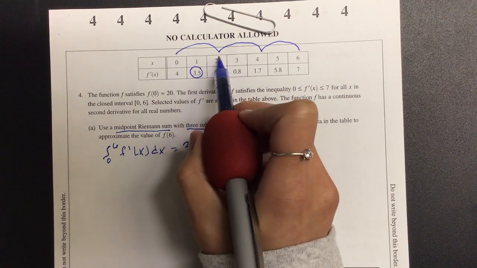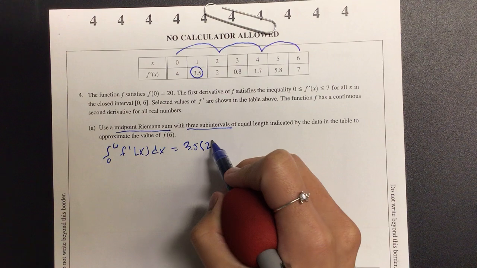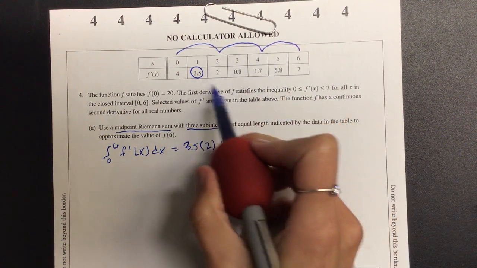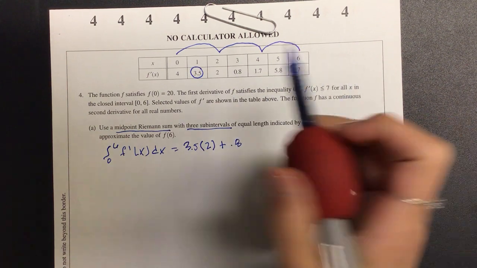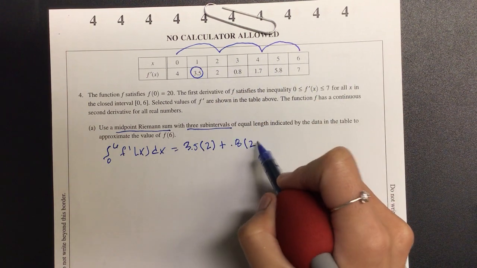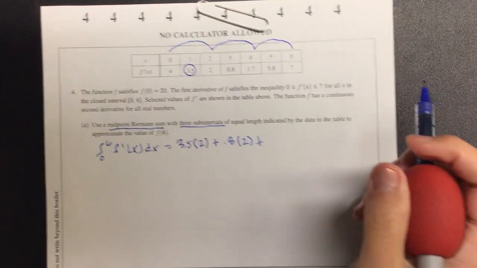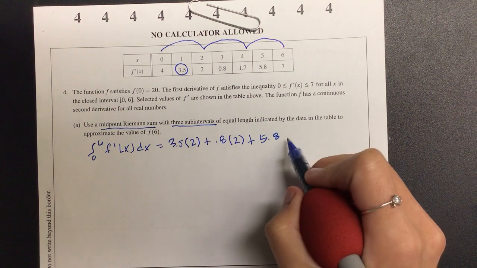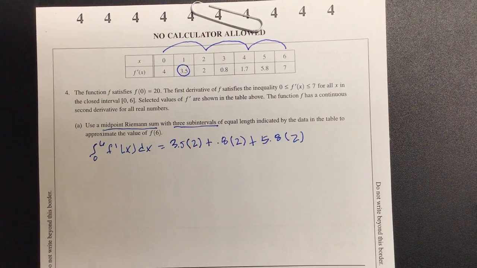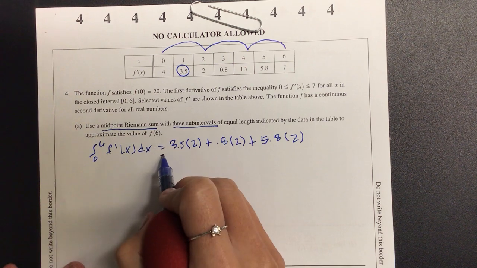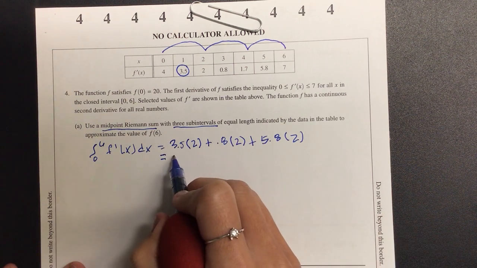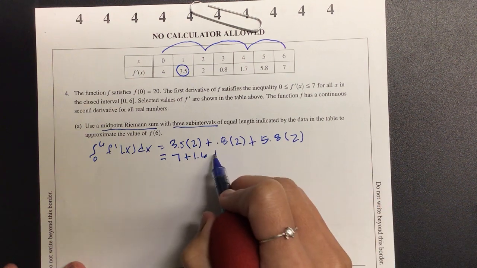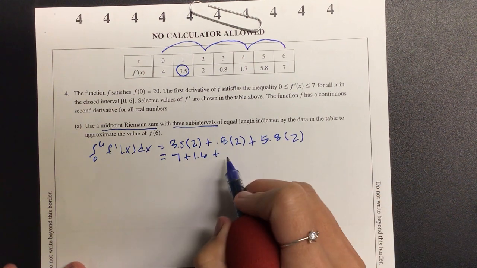So we have 3.5. And then the difference between 0 and 2 is 2. Let's do the next one. What is our middle value on this one? 0.8. And the difference between 2 and 4 is 2. What's our last middle value? 5.8. Again, our difference is evenly done, which is kind of nice. So then let's do our mental math. I'll just write it on the side: 7 plus 1.6 plus 5.8 is going to give us 11.6.